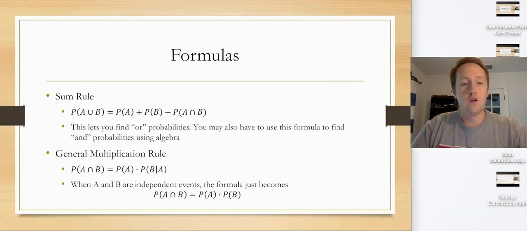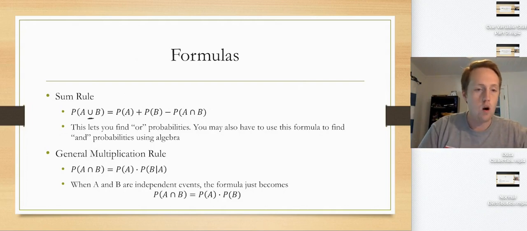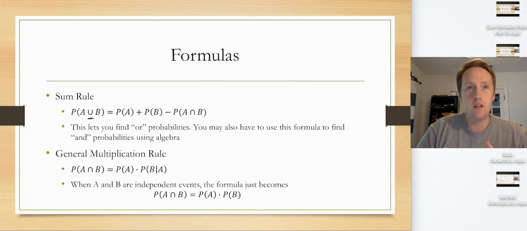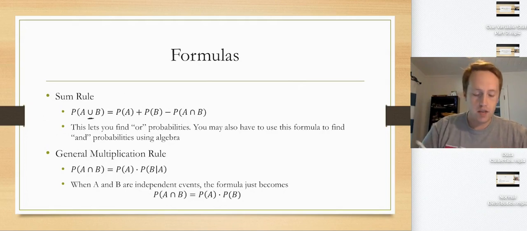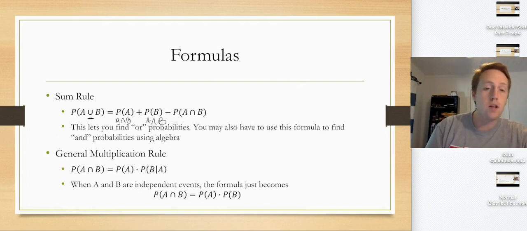All right, formulas. So the first one, the sum rule. This is a formula that's given to you. You don't have to memorize it, but I have it written there for you. It's the probability of A or B. Remember, that's or. The probability of A or B is the probability of A plus the probability of B minus the probability that both occur. The reason you have to subtract the probability that they both occur is because A and B is in this one, A and B is in this one. That means you've double counted it. So you have to subtract one of the copies.